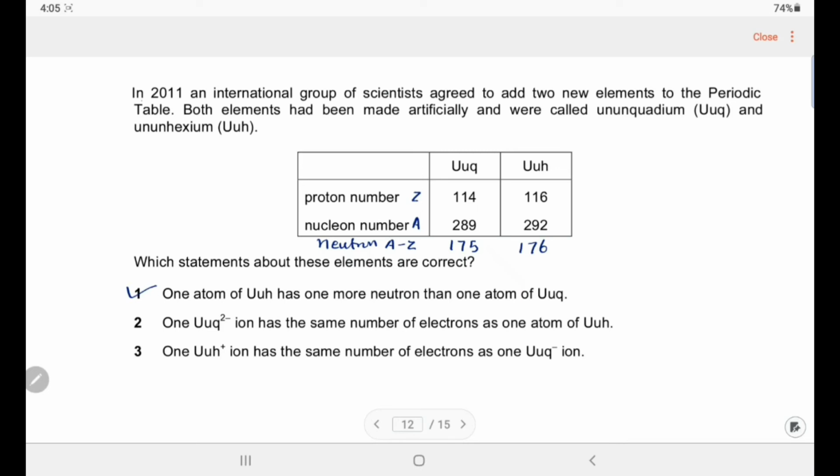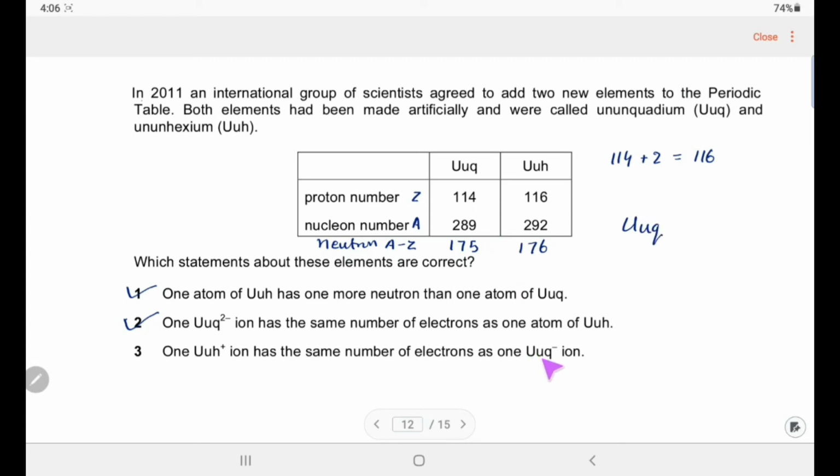The first statement is correct. Second: the ununquadium 2- ion has the same number of electrons as one atom of ununhexium. Ununquadium gained two electrons. By gaining two electrons, it has 114, its own electrons, plus 2 electrons gained, so 116 electrons in total. There are 116 electrons in ununhexium, and now by gaining two electrons, ununquadium has 116 electrons. So this choice, statement 2, is correct: one ununhexium atom has the same number of electrons as one ununquadium ion. Look at this.